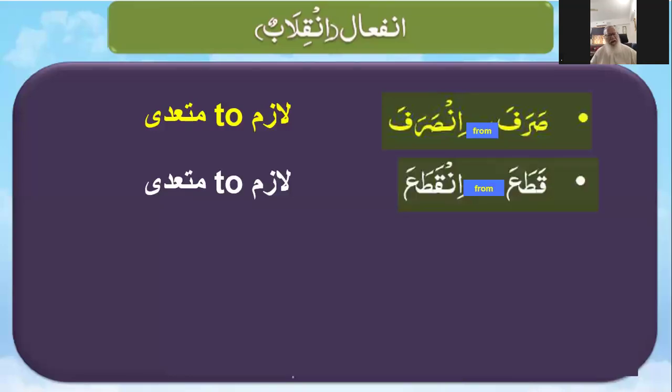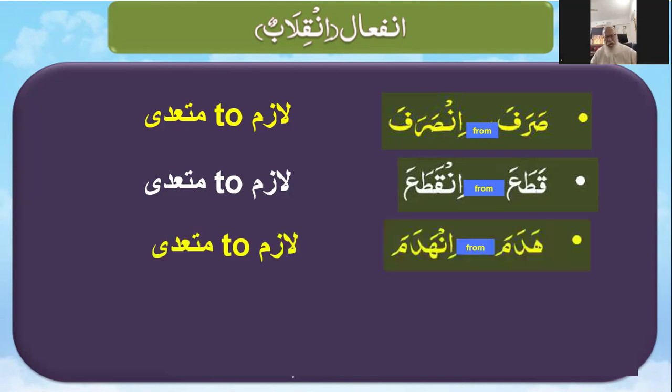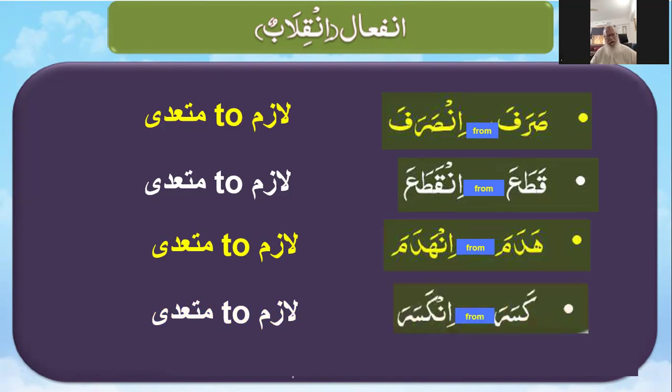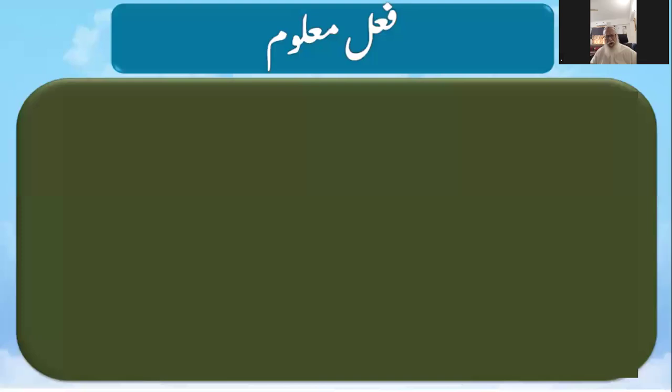Kata, inkata. Kata means he cut. Inkata, he made someone to cut. Hadama, inhadama. Inhadama, he broke something. He threw something. He destroyed something. Inhadama, he made someone to make something destroyed. Kasara, inkasara. So this was all about the bab characteristic.